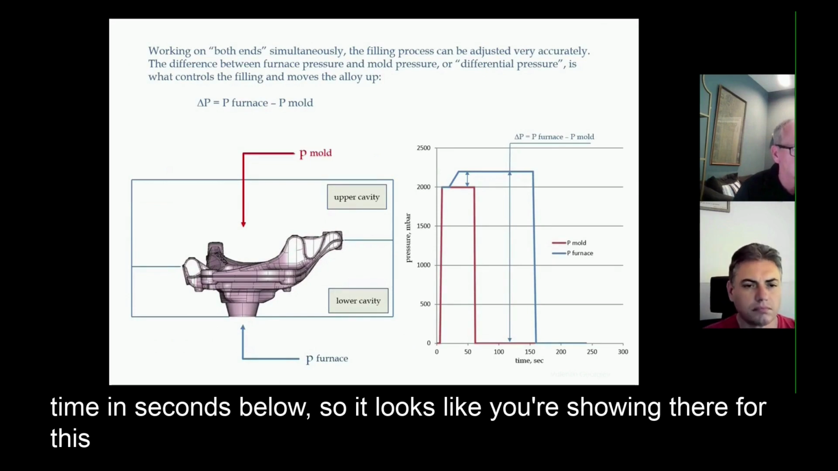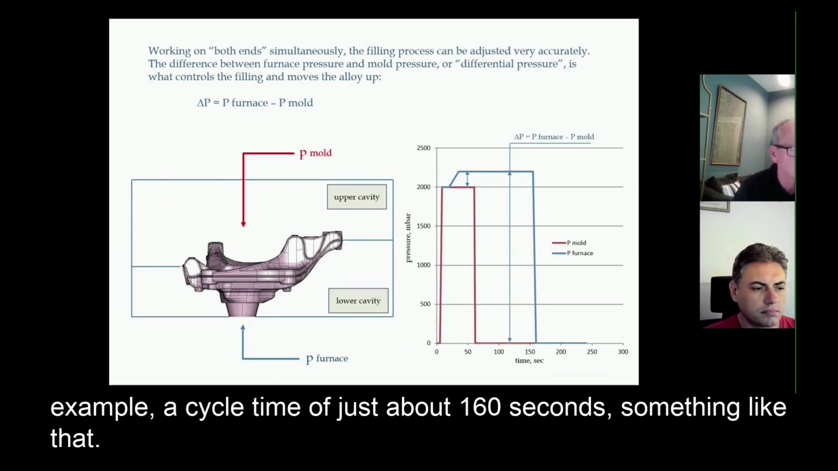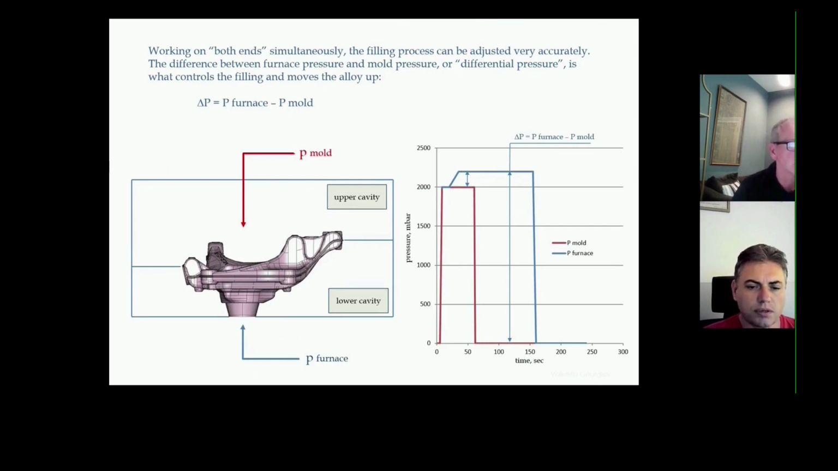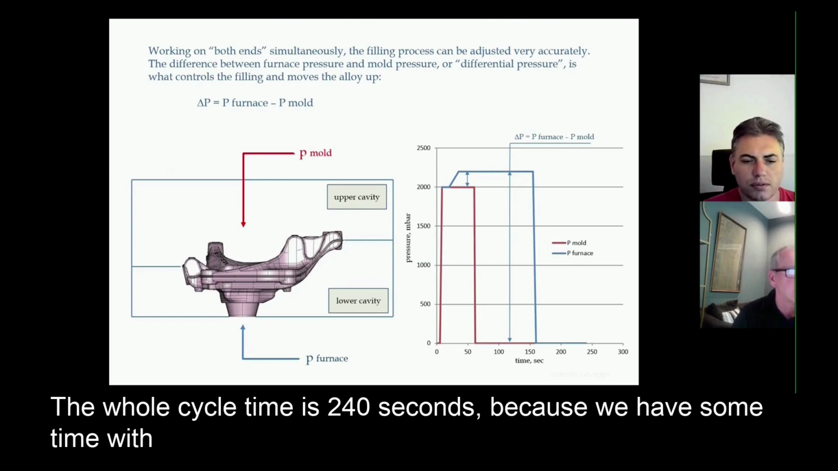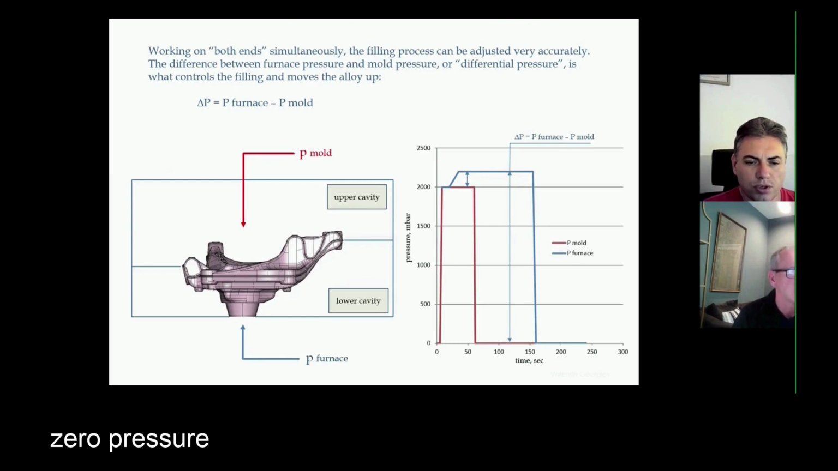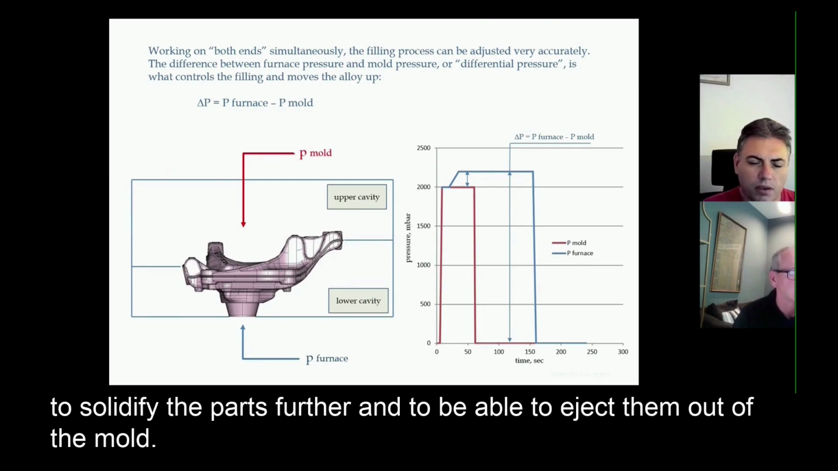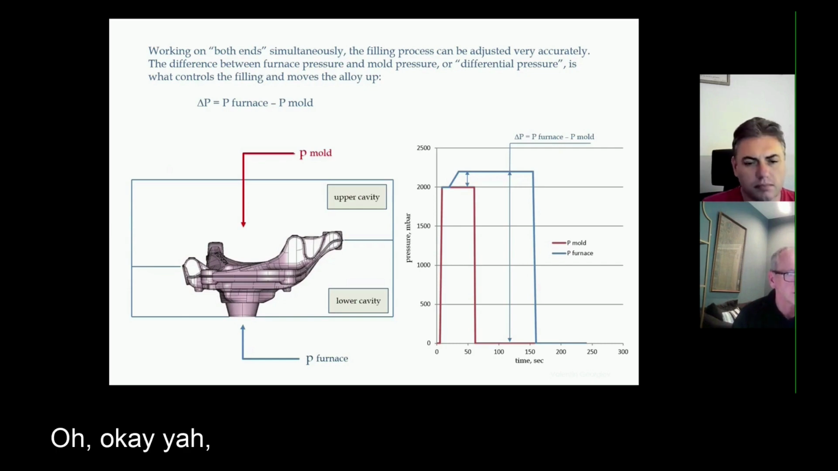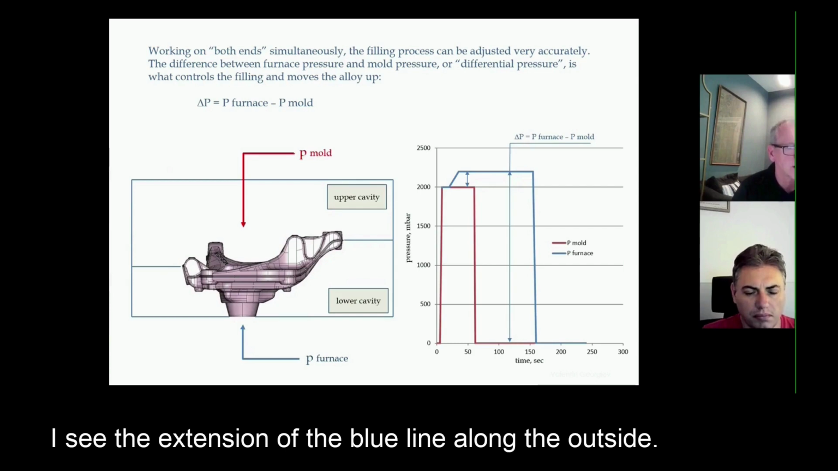So it looks like you're showing there for this example a cycle time of just about 160 seconds, something like that. Yes, exactly. The whole cycle time is 240 seconds because we have some time with zero pressure to solidify the parts further and to be able to eject them out of the mold. Oh, okay, yeah. I see the extension of the blue line along the x-axis.